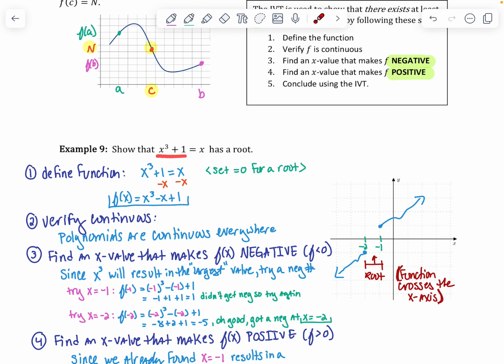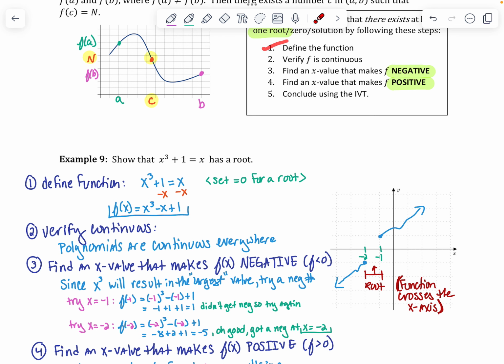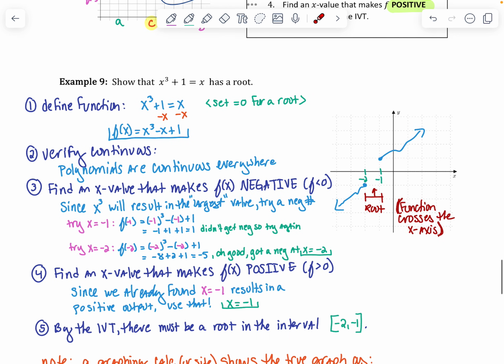Example 9 has x cubed plus 1 equals x, a function that could be graphed, and we need to show that it has a root, meaning somewhere this function passes through the x-axis. But notice we said we had to define the function first. The reason is a function is f of x, but this is not f of x. So we need to subtract the x to the other side. Think of it as setting it equal to 0. So now I can use function notation to describe all of the terms I was originally given. I've defined a function.